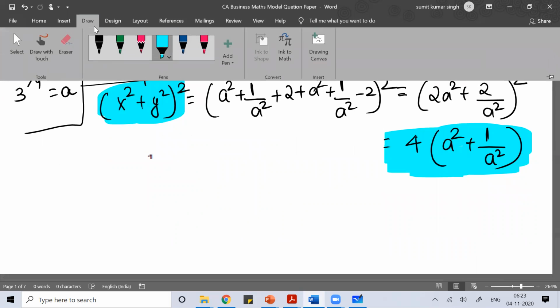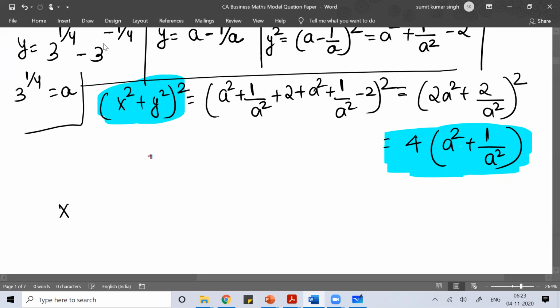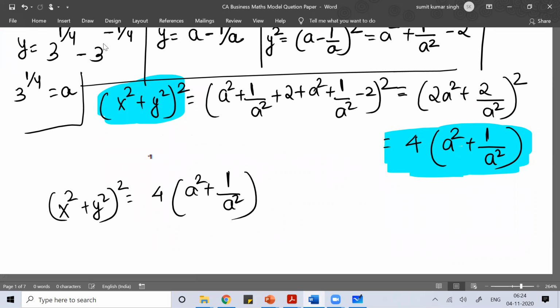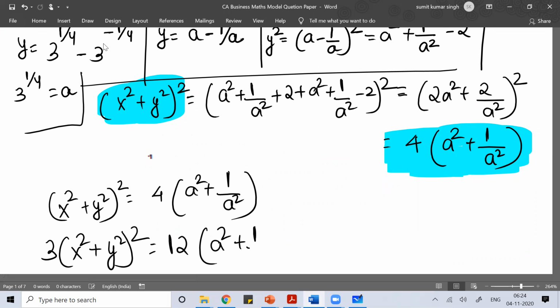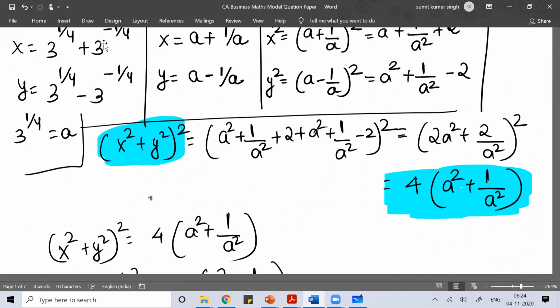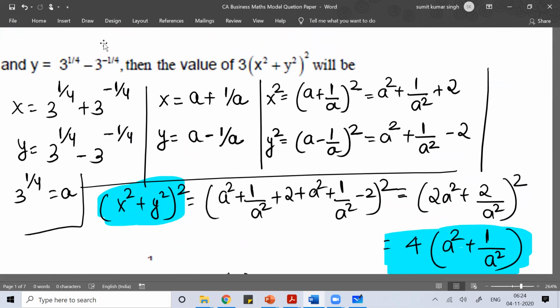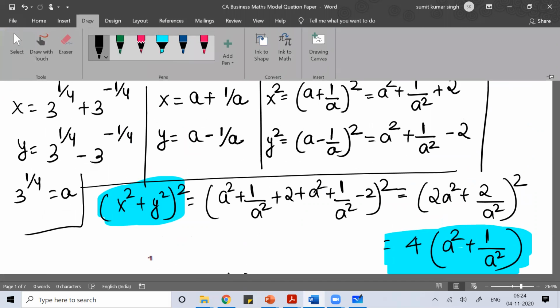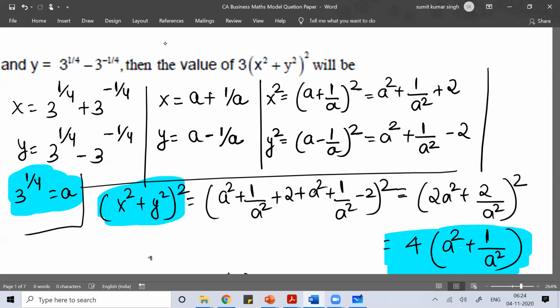So x square plus y square whole square is equal to 4 into a square plus 1 by a square. So 3 into x square plus y square whole square, 4 threes are 12 into a square plus 1 by a square. Clear, everyone? Now what is a? What is basically your a? This is basically your a.